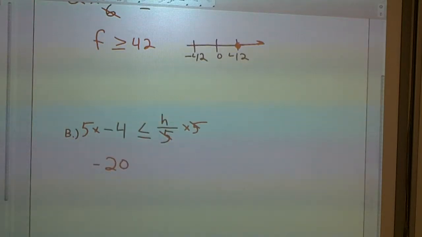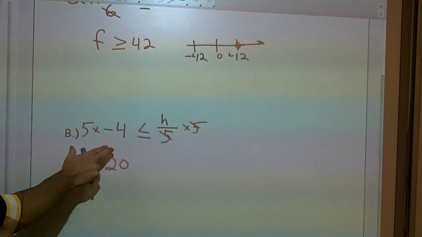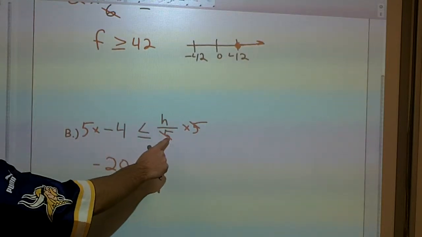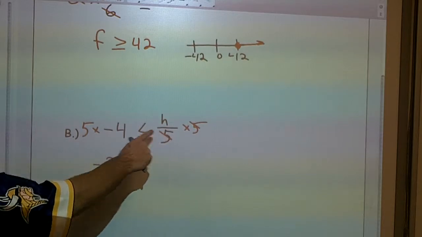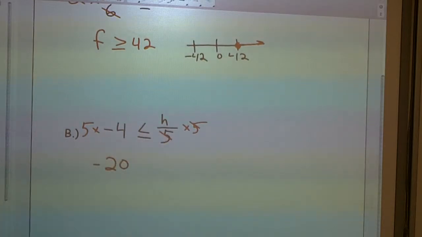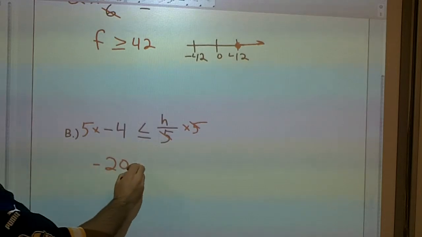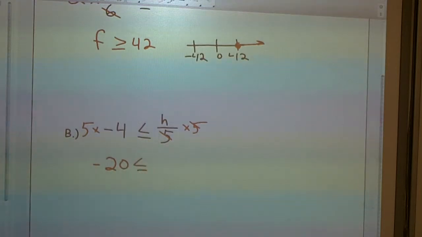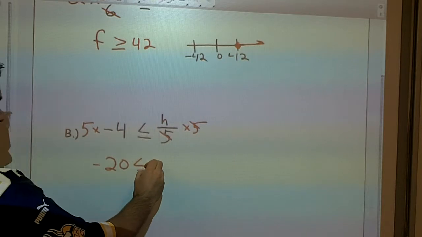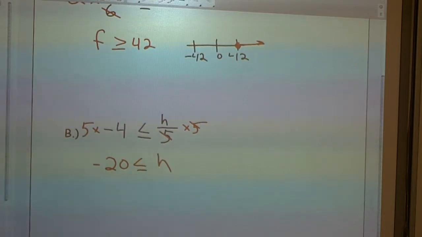Now this one is a little bit trickier just because, we think, okay, multiply by a negative number. The number that we're multiplying by has to be negative. It doesn't matter if this number, the number on the left side, is negative at all, right? So this is still negative 20. Sign does not flip because we didn't multiply by a negative. Negative 20 is less than or equal to h.